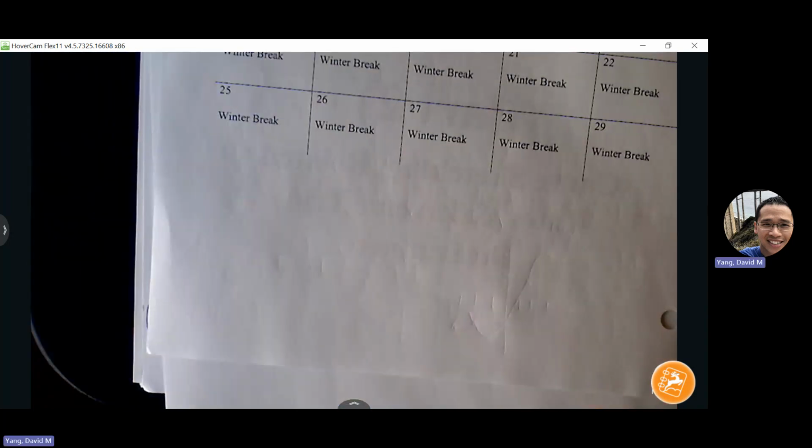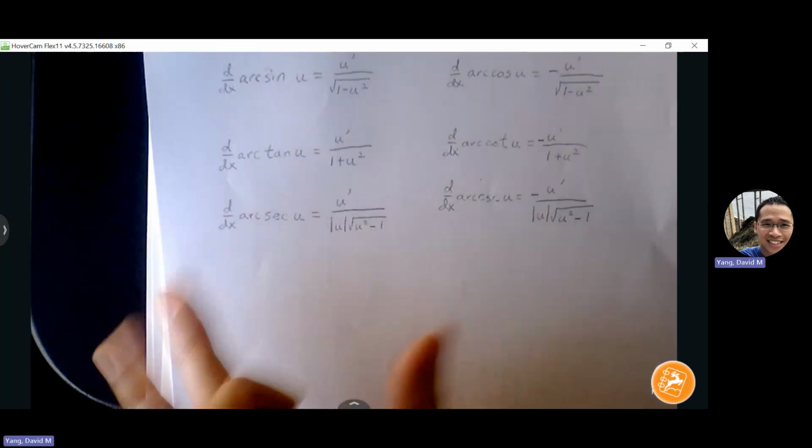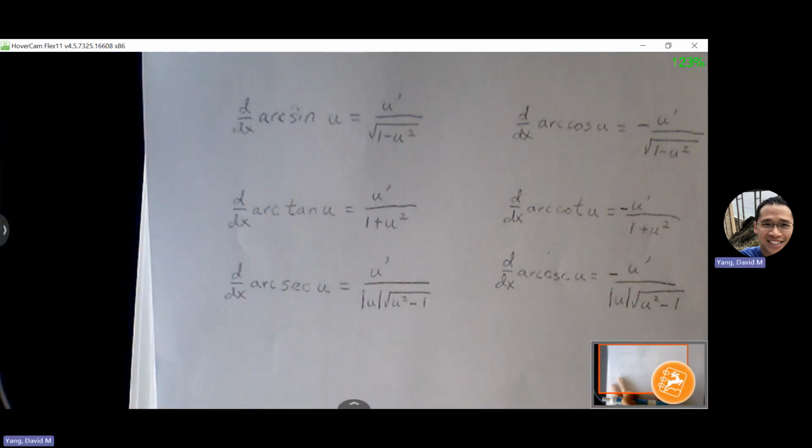Now, look at the derivative rules here for a moment. What similarities do you see between all the derivative rules? Yeah, they all have u prime in the numerator. They all involve a fraction. What else? They all have u squared, and they all have 1. They all have the same things, just in a different order.